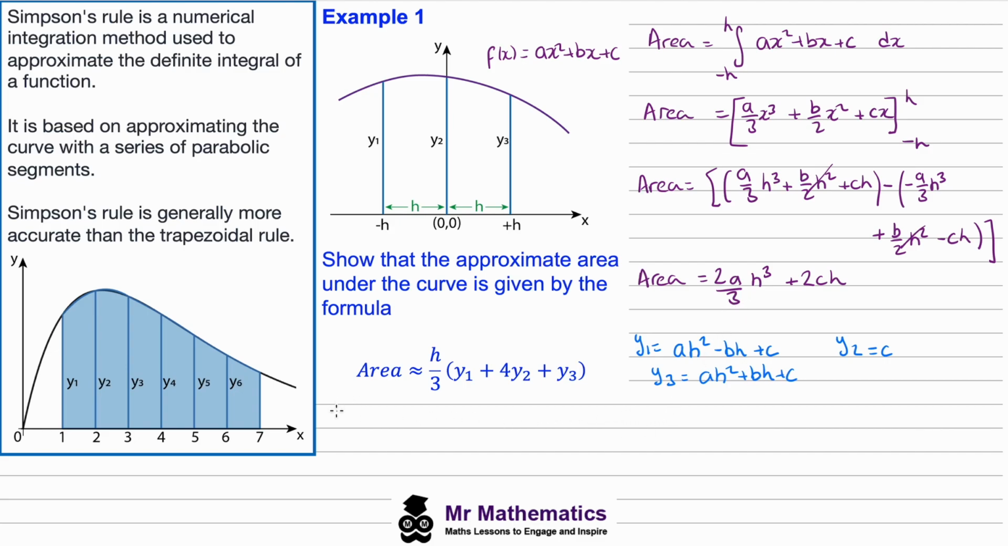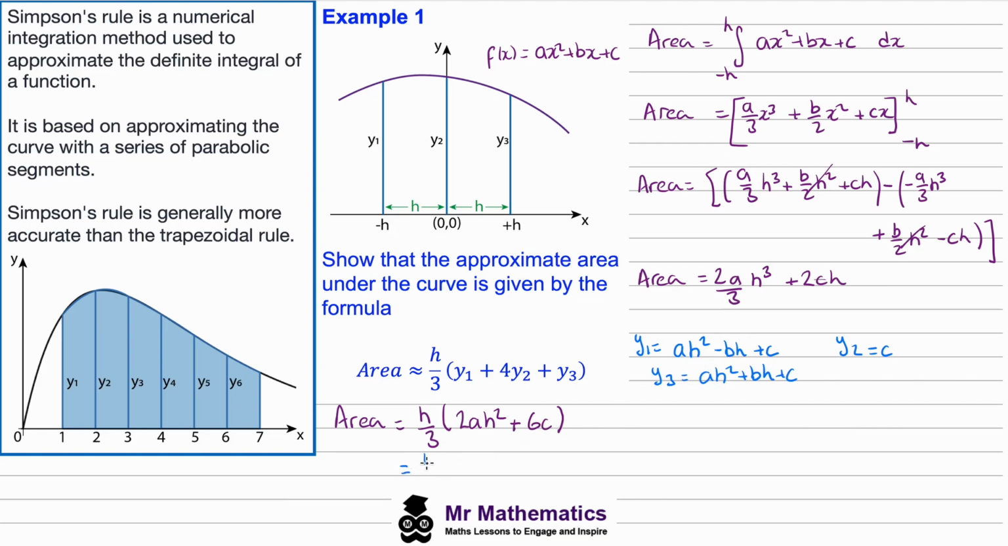So the area we can write as h over 3 lots of 2ah squared plus 6c. Now we need to have a 6c because we've divided this by 3, so we factored out that third. So now we need to create this expression using our y values.